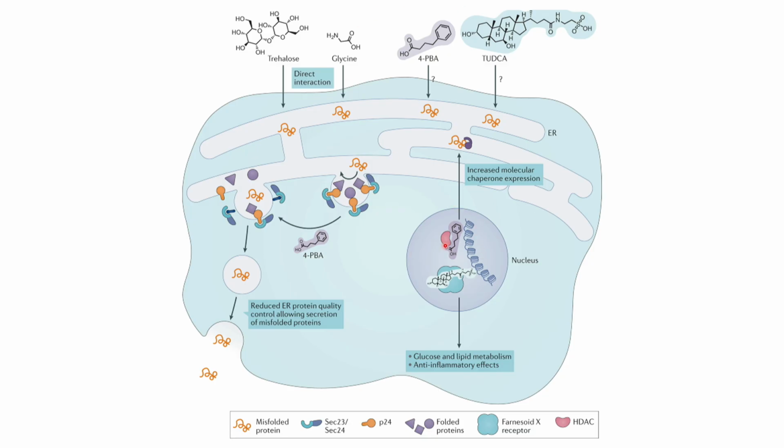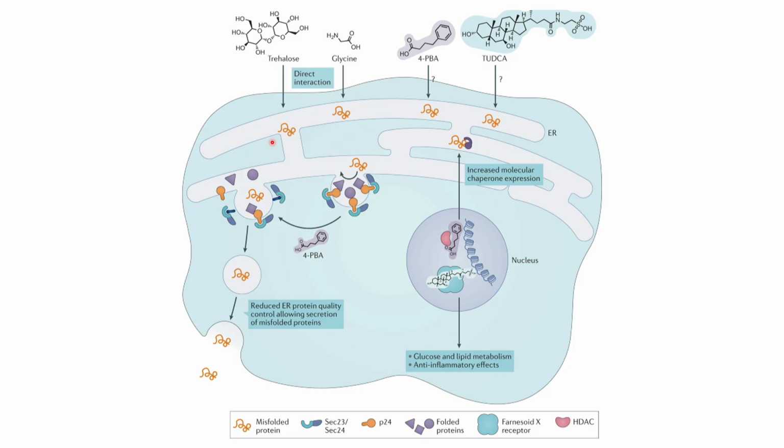PBA has another role. If we have unfolded proteins in the endoplasmic reticulum, they are not encapsulated in the vesicles; only the properly folded protein molecules get encapsulated in the vesicles and are removed from the cell. But when PBA is present, it encapsulates the unfolded proteins also and removes them from the endoplasmic reticulum, thus reducing the load of misfolded protein in the endoplasmic reticulum. So, PBA has multiple roles.